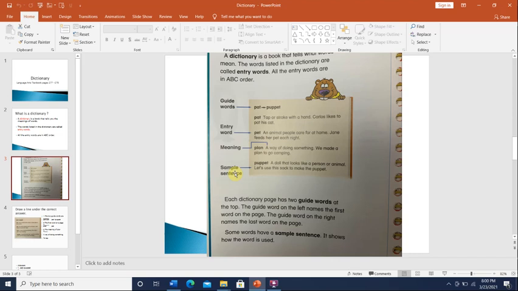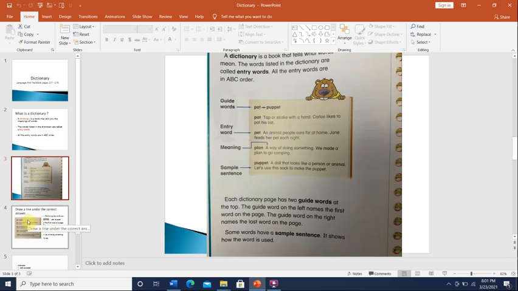Okay, how can I find the words? Remember, the entry words are listed in ABC order. If I open a dictionary page, I'll find that the first two words on top are called the guide words. Why? What do they show us? They guide you and tell you that the word on the left is the first word, and the word on the right is the last word on the page.